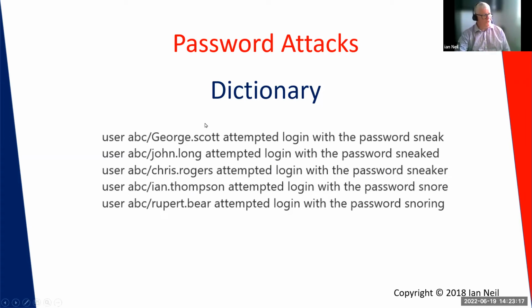Now, with the dictionary attack, a lot of the time there's an output like this inside the CompTIA test. You can see the dictionary has got sneaked, sneaker, snored, and snoring. So it's as if they're proper words from a dictionary, but they're sequential. Whenever you get something like this, always focus on the right-hand column. Never focus on everything before it. Just focus on the type of passwords.